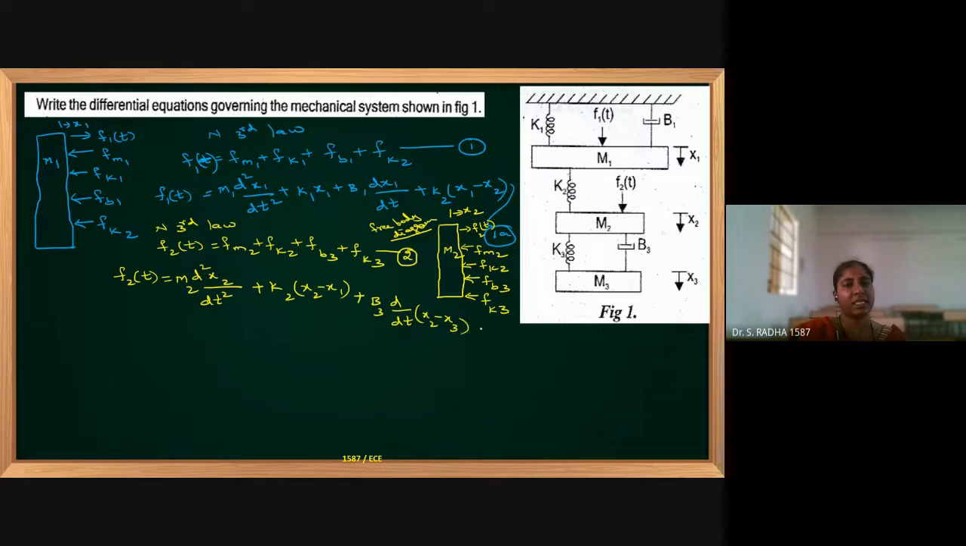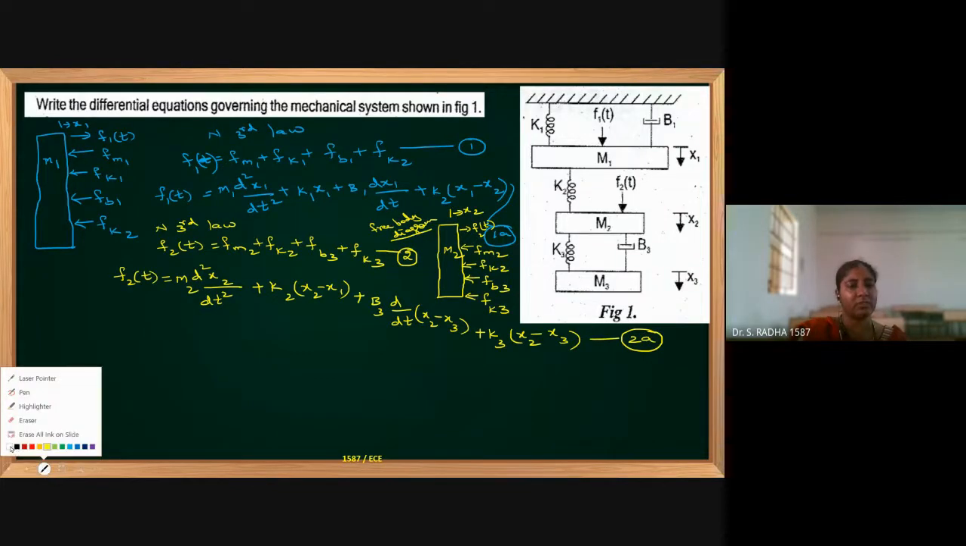x2 minus x3. Next, the last term is K3. I have to write, it is also connected between the masses. I have to write x2 first, x2 minus x3. This is equation 2a, the force balance equation for the second mass.